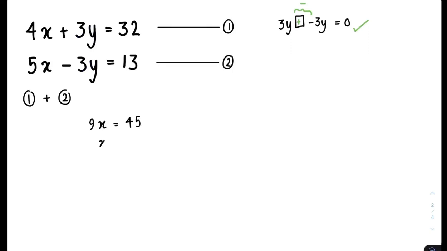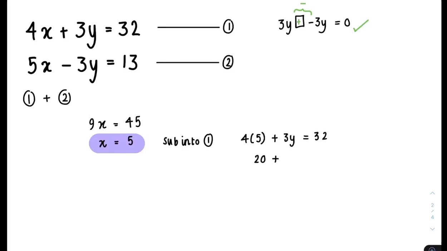Then divide both sides by 9, and x equals 5. Then once you've solved for x like before, sub this into either one of the equations to solve for y. So I'm going to sub it into 1. And when you do that, you're going to get 4 times 5. I replace the x with the 5. Plus 3y equals 32. 4 times 5 is 20. So 20 plus 3y equals 32.